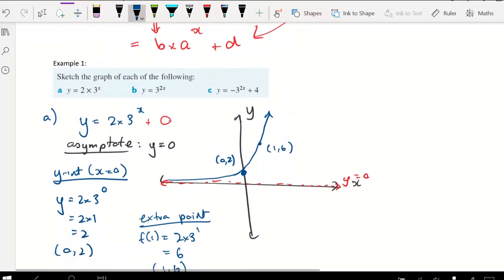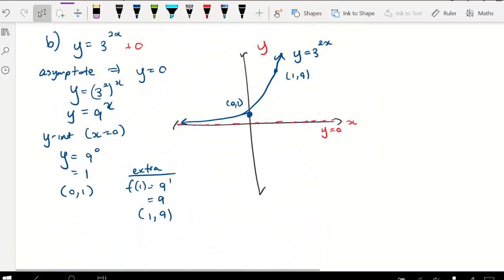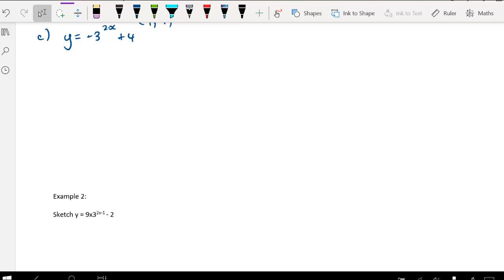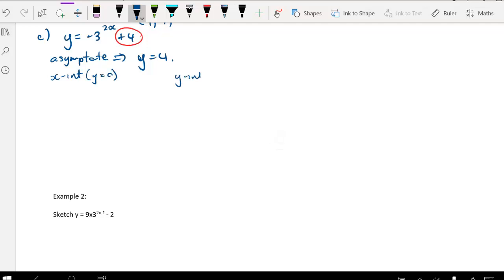Now the third example is y is equal to negative 3 to the power of 2x plus 4. In order to sketch this, we simply need to look at the asymptote, and the asymptote is very obvious here. We've got a plus 4, so our asymptote is y is equal to 4. Now because the a value is negative, we're actually going to be existing below that, but we just have to find our x-intercept when y is equal to 0, and our y-intercept when x is equal to 0, and these points should allow us to sketch this quite accurately.